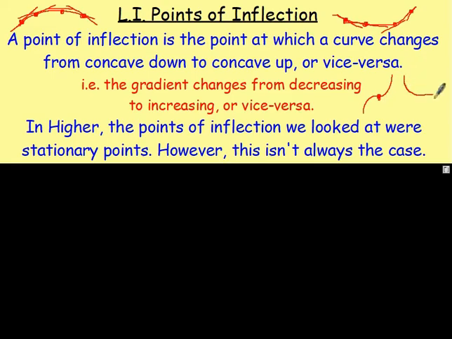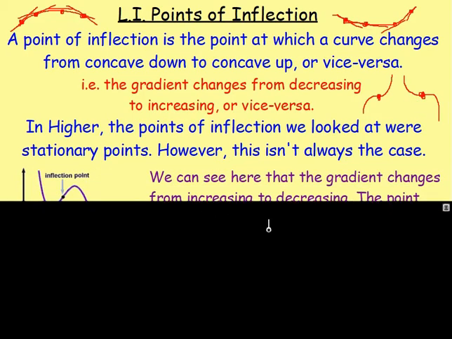You could have it the other way around as well, hopefully drawn better than that, but you can see that the gradient starts to kind of level off. The gradient is increasing until it gets to 0, and then after that the gradient starts to decrease. So the gradient is increasing, then it's decreasing. Because it changes from increasing to decreasing, it's a point of inflection, and that obviously is a stationary point. That's what we're looking at in Higher.